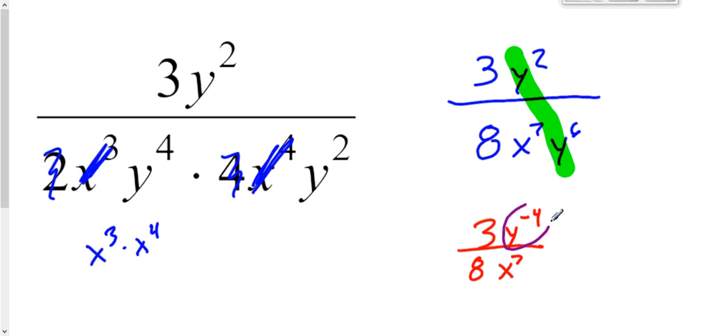Not allowed to have a negative exponent. Negative exponent moves to the opposite side of the fraction. So the final answer here in purple is 3 over 8 x to the 7th, y to the 4th.